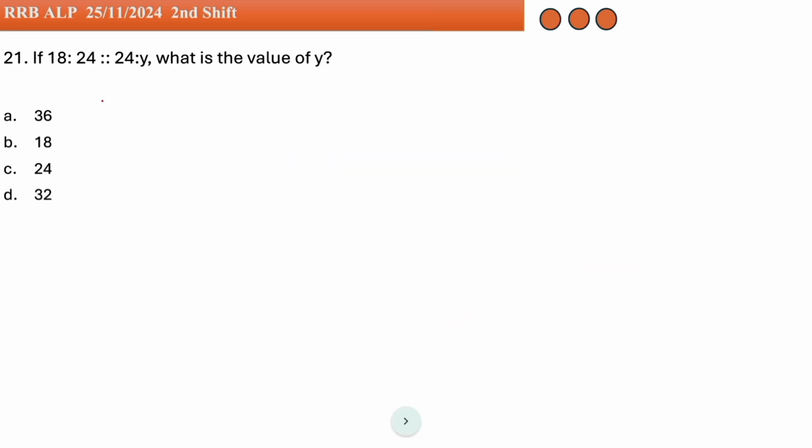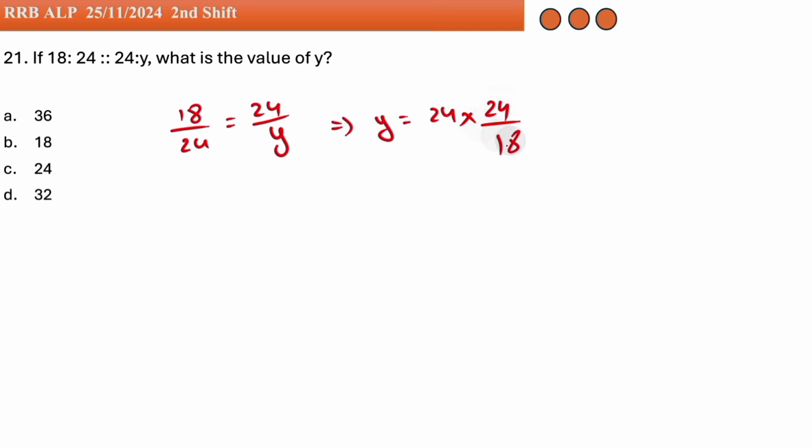Next question. If 18 divided by 24 is equal to 24 by y, find the value of y. So y is equal to 24, it becomes reciprocal, 24 by 18. 6 3s are 18, 6 4s are 24, 3 1s, 3 8s. So 8 4s are 32. Our answer is option D.